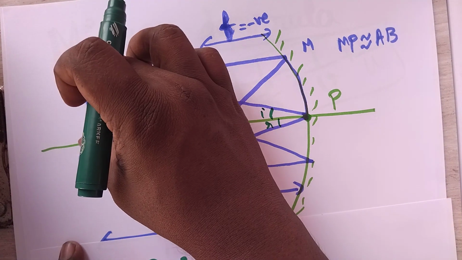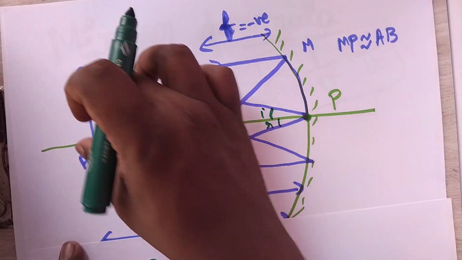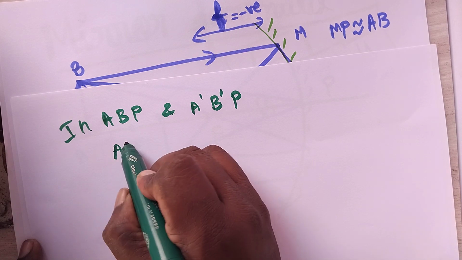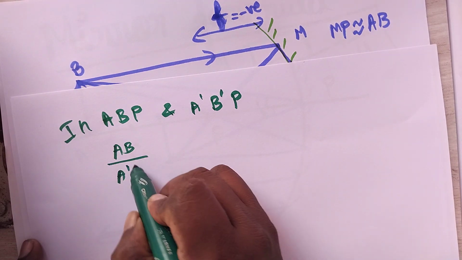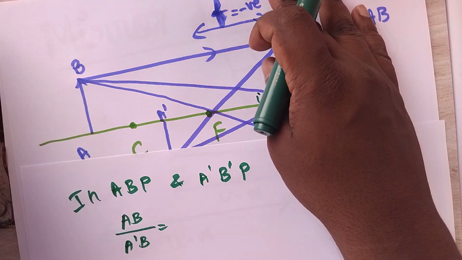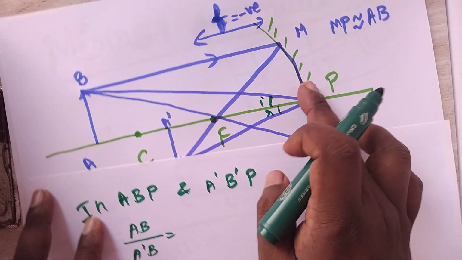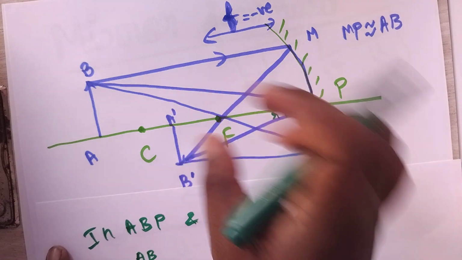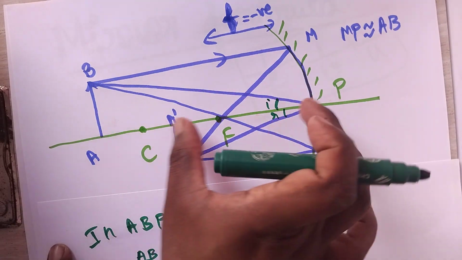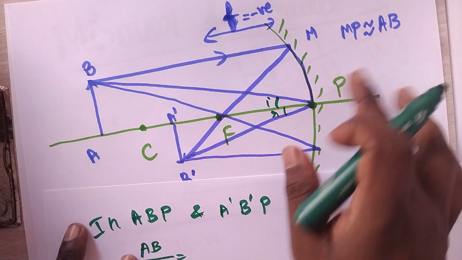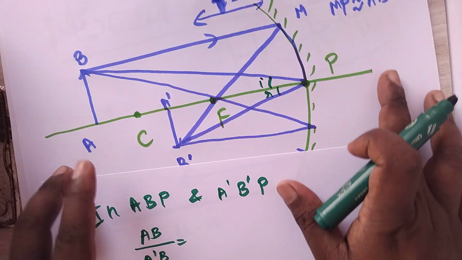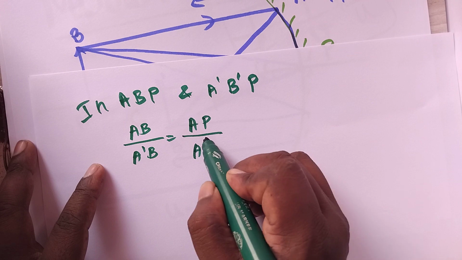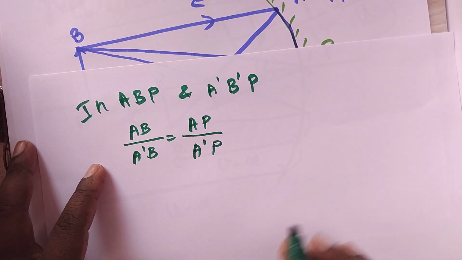Similar triangle means the height ratio: this height by this height. AB by A dash B dash is equal to, for similar triangles ABP and A dash B dash P, this length by this length, AP by A dash P. These two are similar triangles.